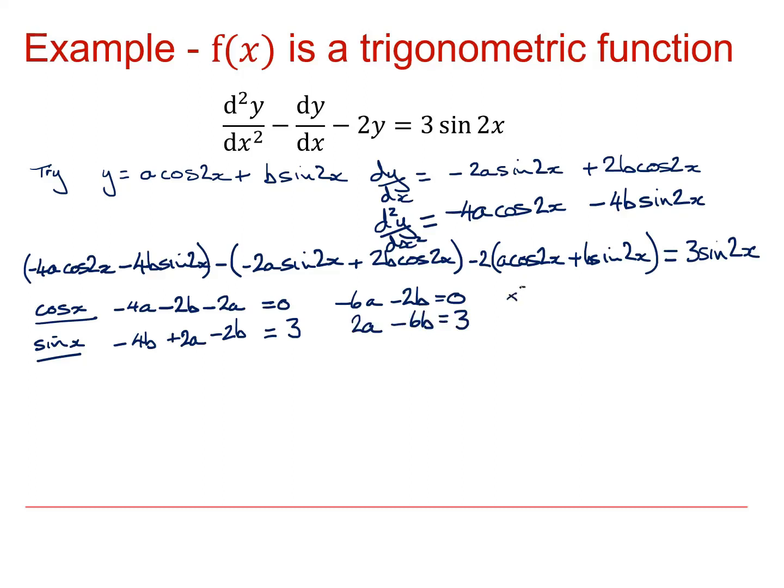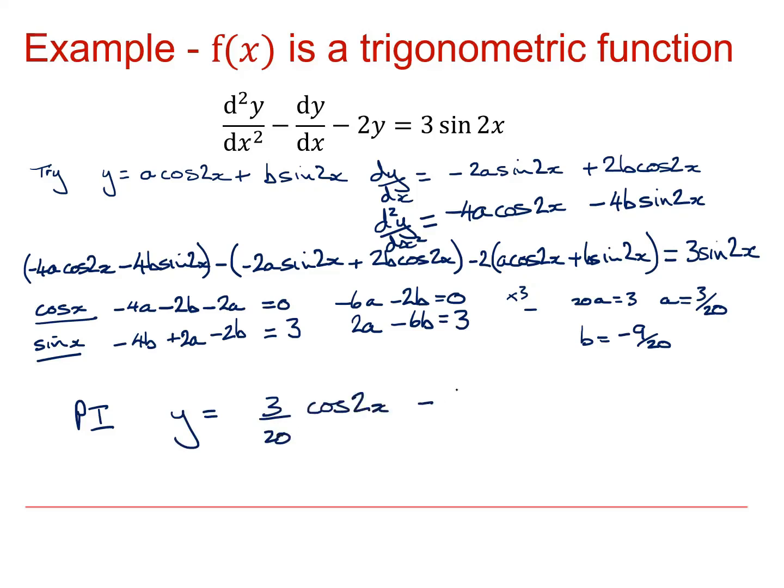Triple the top one, and to take them away, I'm going to end up with 20a is equal to 3. So a is equal to 3 over 20. And if a is 3 over 20, plugging that into here, I'm going to get that b is equal to minus 9 over 20. So my particular integral then is y is equal to 3/20 of cos 2x minus 9/20 of sine 2x.